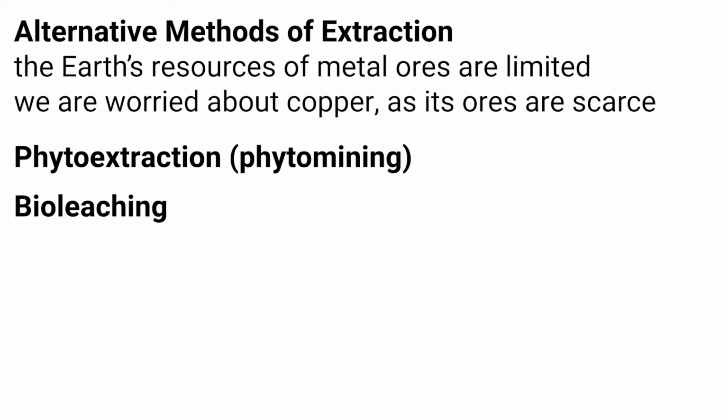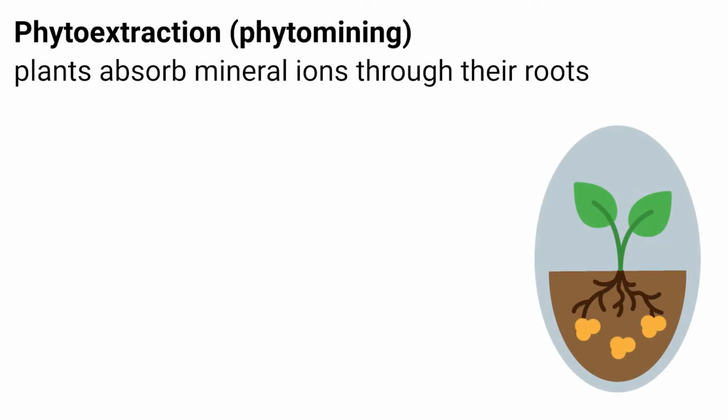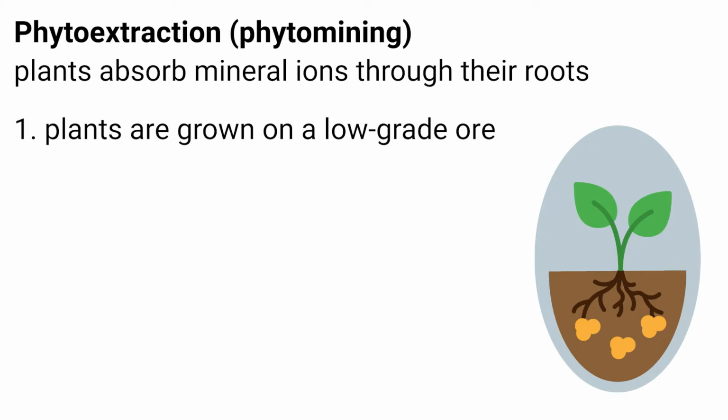These methods avoid a lot of energy costs compared to traditional mining methods of digging, moving, and disposing of large amounts of rock. Phytoextraction is where plants absorb mineral ions through their roots. The way this works is plants are grown on low-grade ore. These contain less metal than normal ores.